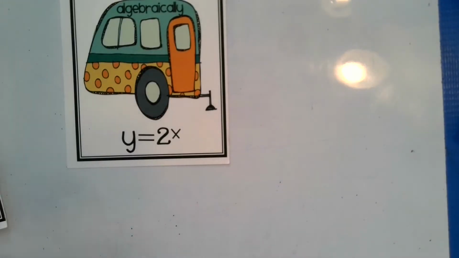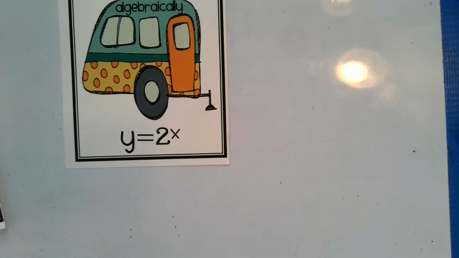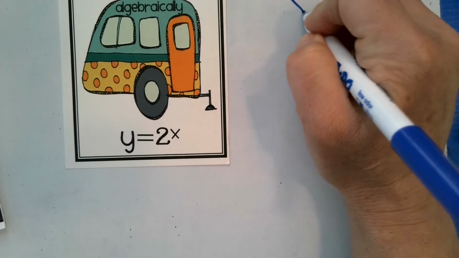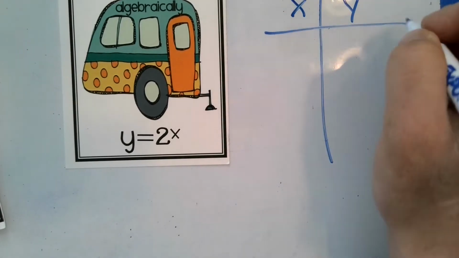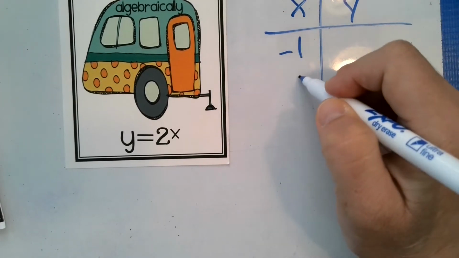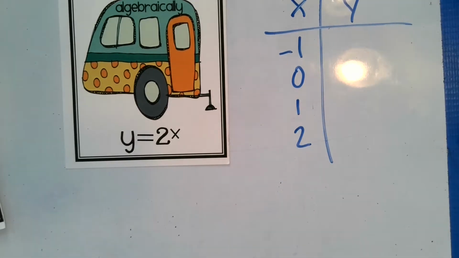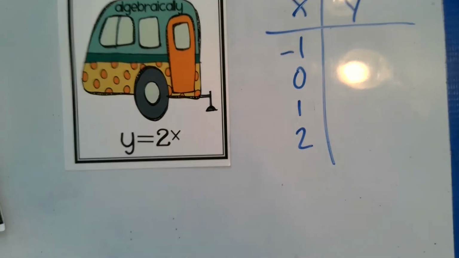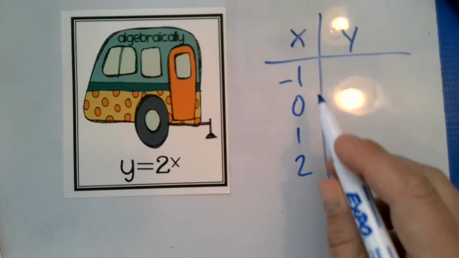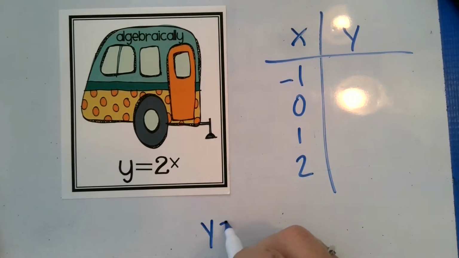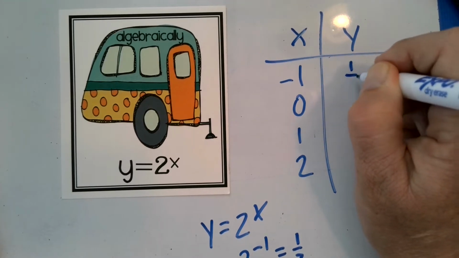I'm not going to give you this, but I want to teach you how to create a data table from something like this. You would say X, you would say Y, and you get to make up values. Let's go -1, 0, 1, and 2. Those are some pretty standard values if you were to make a data table. So then we put this value into our equation, y equals 2 to the x power. Any 2 to the -1 power, remember, that negative would put this on the bottom. So that would be equal to 1/2. So our y is equal to 1/2.